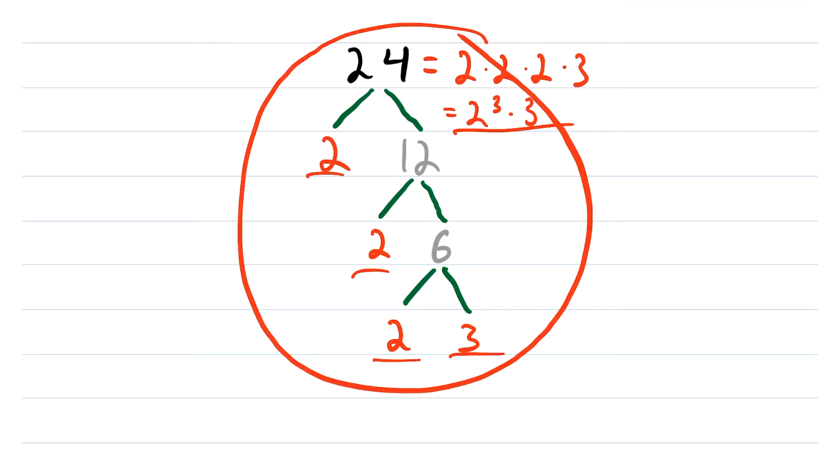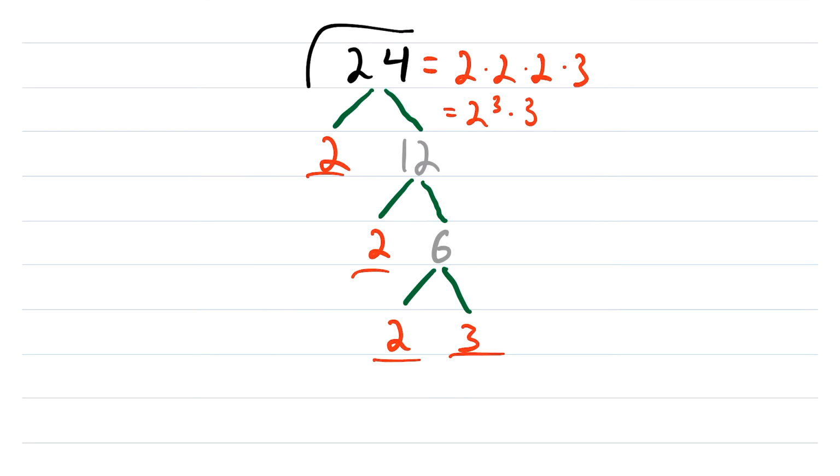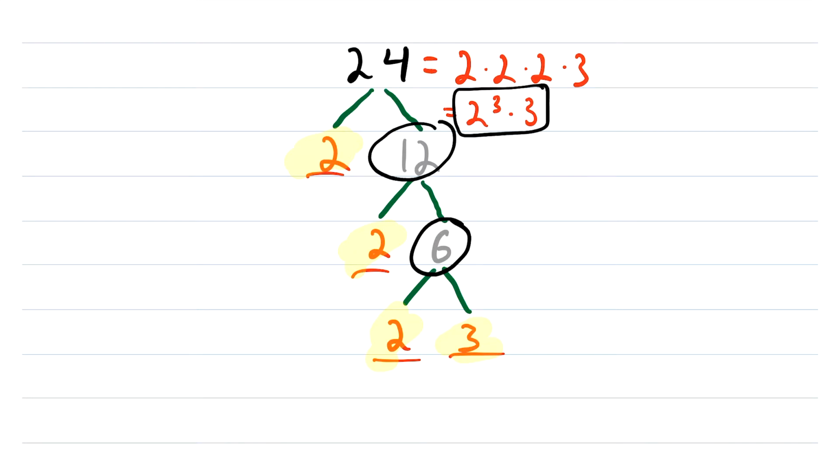And it's pretty cool because remember, it's unique. It is the only prime factorization of 24. So again, what we did here was factor 24, and then we kept factoring its factors until all we had left were prime numbers. And those prime numbers give us the prime factorization of 24.